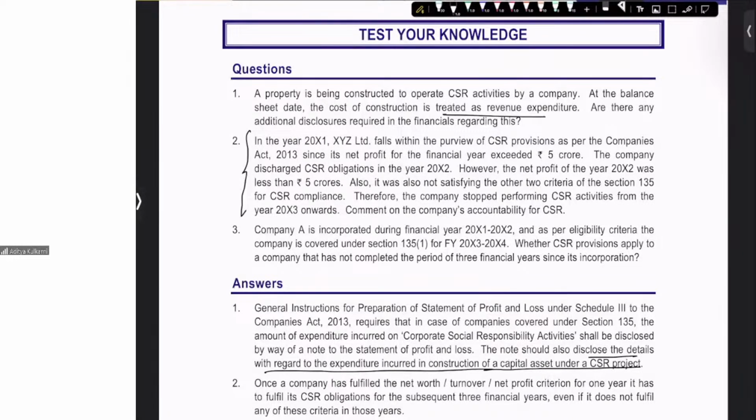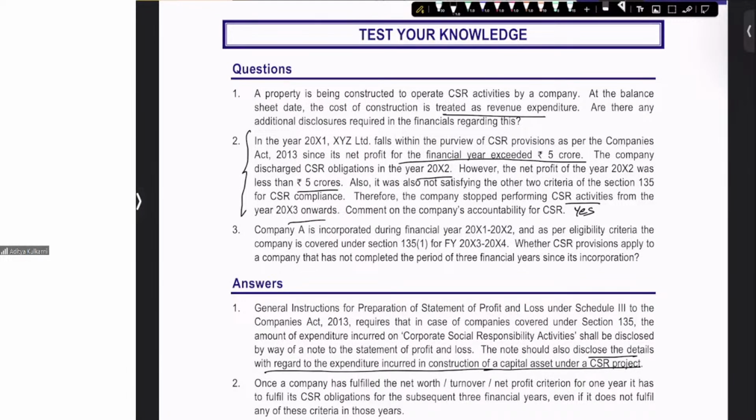XYZ falls within the purview of CSR provisions as its profit for the financial year exceeded 5 crore. The company discharged CSR obligations in X2. The net profit of the year X2 was less than 5 crores. It was not satisfying the other two criteria of section 135. Therefore, the company stopped performing CSR activities. Is the company's action correct? Yes. Is it correct? Yes.